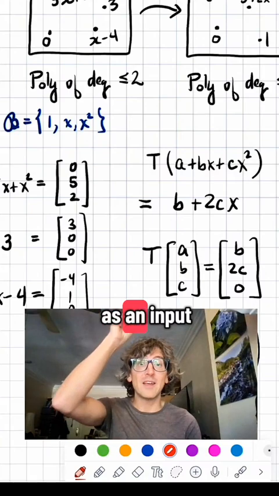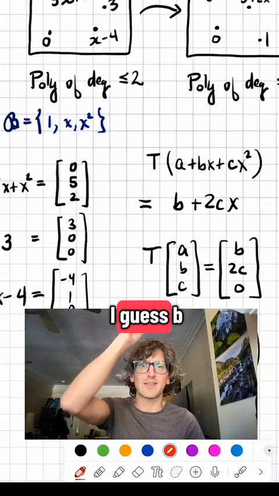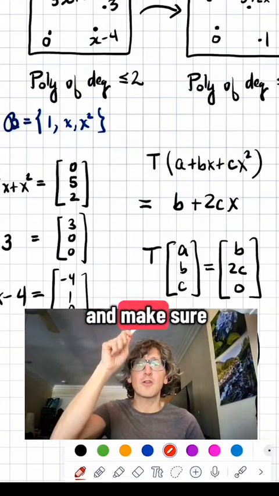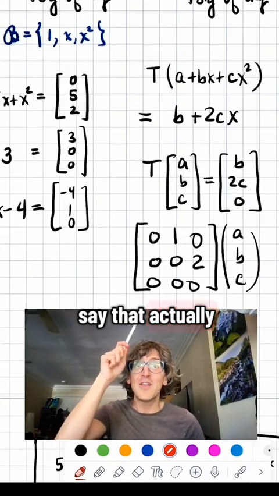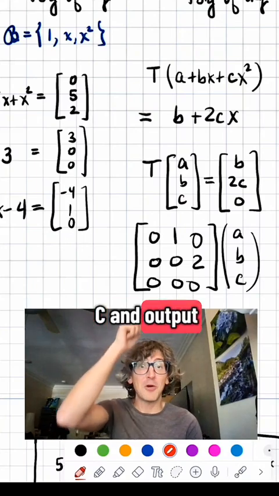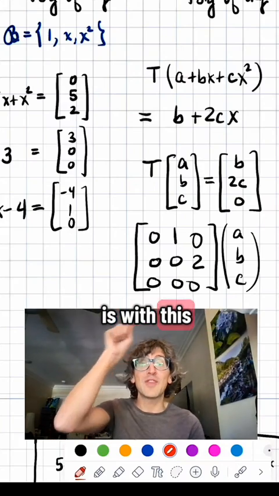Inherently, if we put as an input the vector a, b, c, we've got to get the derivative, I guess, b, 2c, and then there's no x squared term, right? Pause the video and make sure you understand this, because we're about to go and say that actually this is just a matrix transformation, right? If we want input a, b, c and output that thing, then the only way to do that with a linear transformation is with this matrix here.